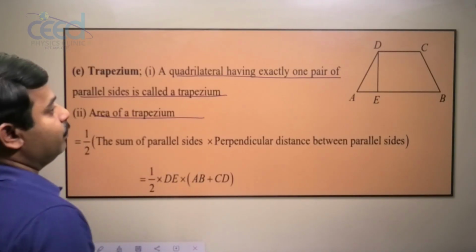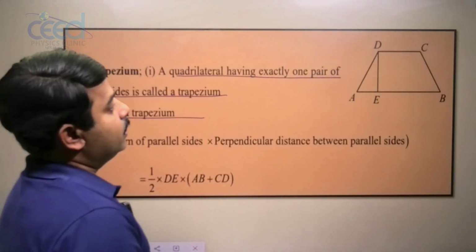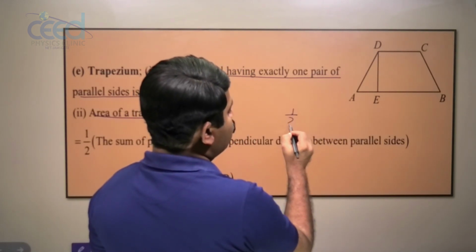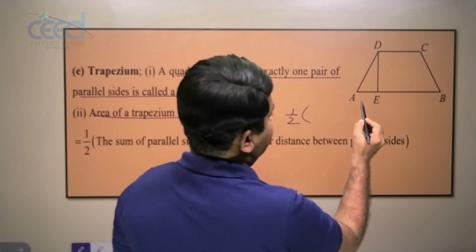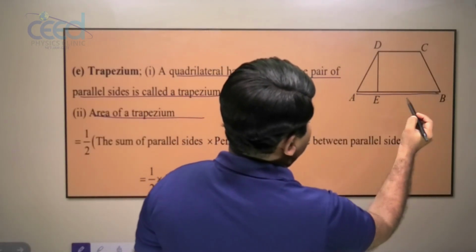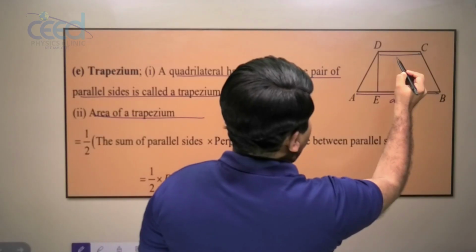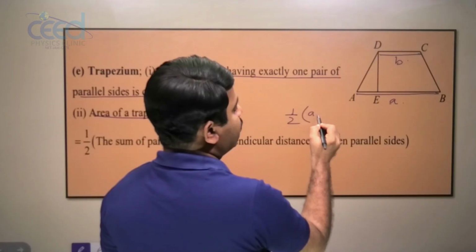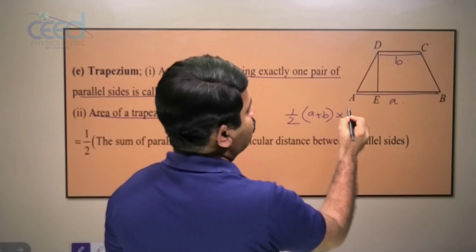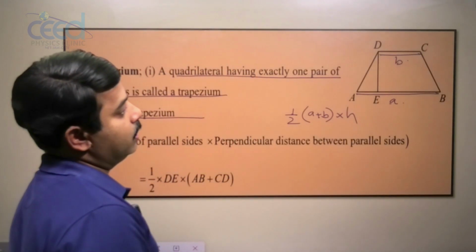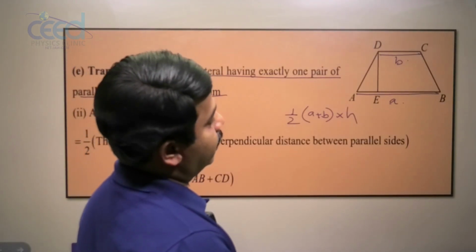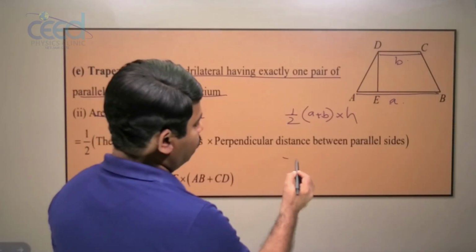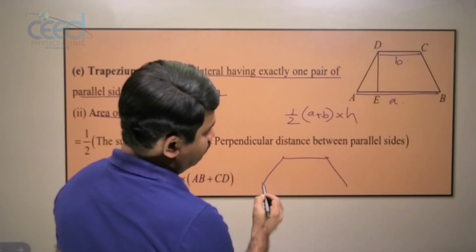The area of a trapezium we can find, right? See, the general expression is half into the sum of parallel sides. Look here, this is one parallel side, say A, and this is the other parallel side, say B. Then the sum of parallel sides is A plus B, into the height H, right? Height H. Now you can consider one trapezium like this.